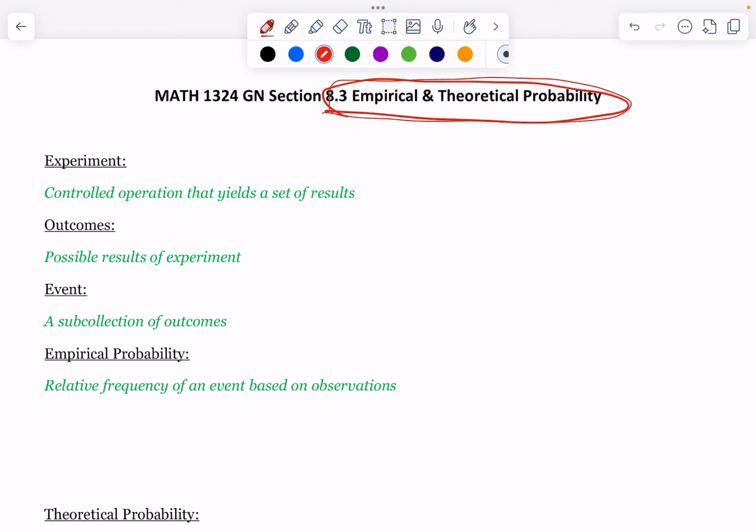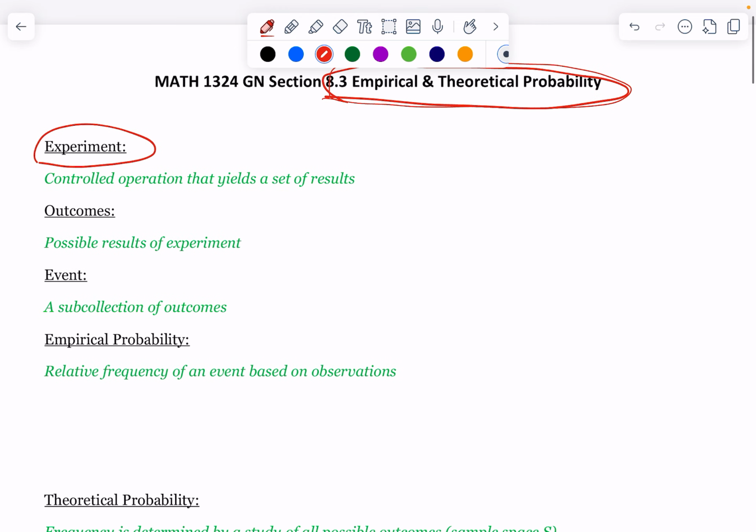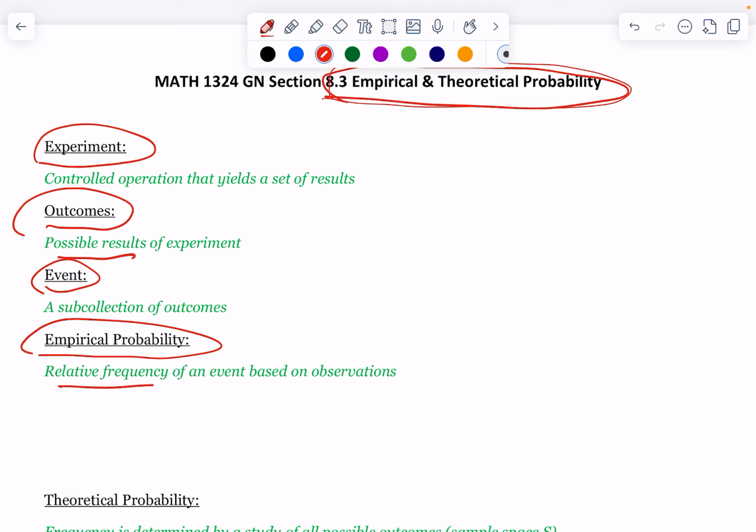Okay, so an experiment is a controlled operation that yields a set of results. What we're doing here is defining some of the vocabulary so that we can move forward and use this vocabulary. Outcomes are the possible results of the experiment. An event is a sub-collection of outcomes, and an empirical probability is the relative frequency of an event based on operations.